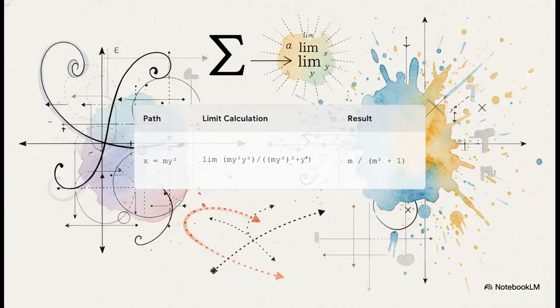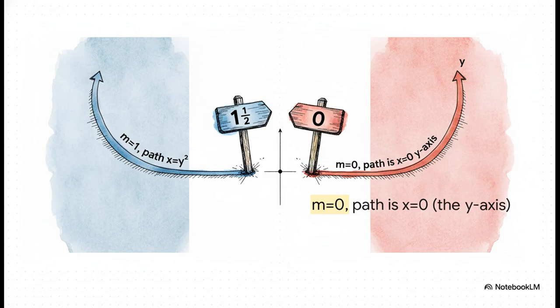So, we substitute x equals my squared into our function. It looks a little messy at first, but after you do some algebra, the y to the fourth terms all cancel out. And, aha! Look what we're left with. The limit isn't just a single number. The result is m divided by m squared plus 1. And this is the smoking gun. The value of our limit depends entirely on m. It changes depending on which specific parabola we chose to write in on.